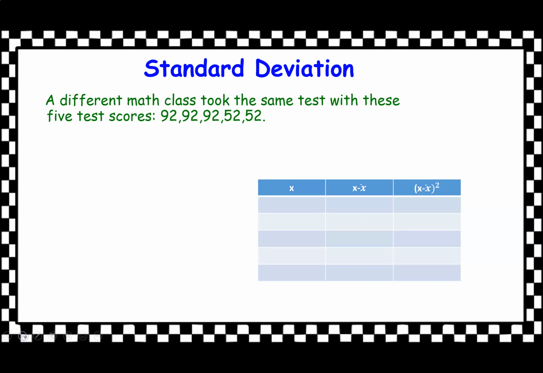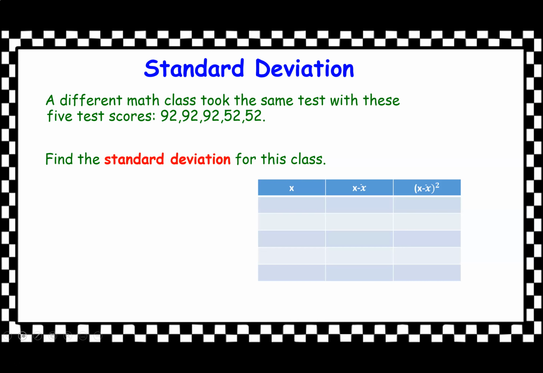Let's do one more, I think. All right, find the standard deviation for this class. I highly recommend you just stopping right now and kind of trying this one on your own and then checking your answer with me.